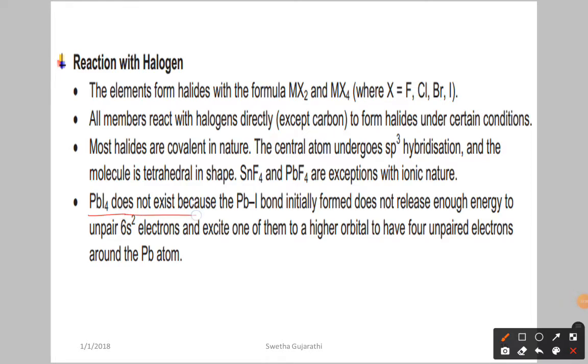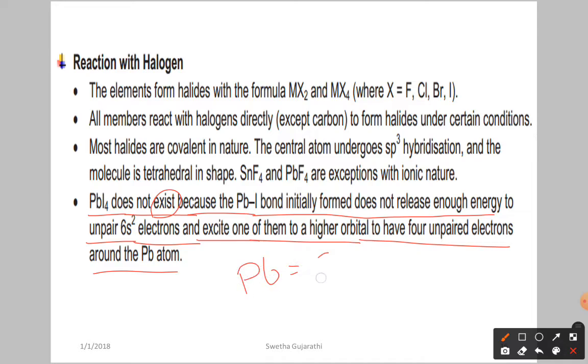Here PbI4 does not exist, because the Pb-I bond initially formed does not release enough energy to unpair the 6s2 electrons and excite one of them to higher orbitals to have 4 unpaired electrons around the Pb atom. Here see, for lead the outermost valence shell electronic configuration is 6s2 6p2, isn't it?